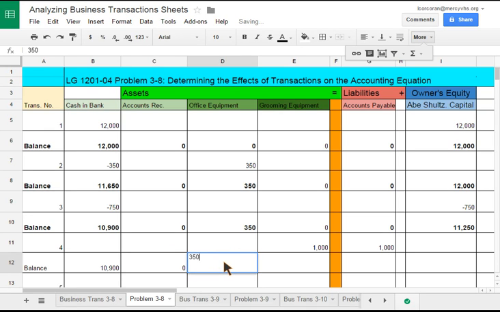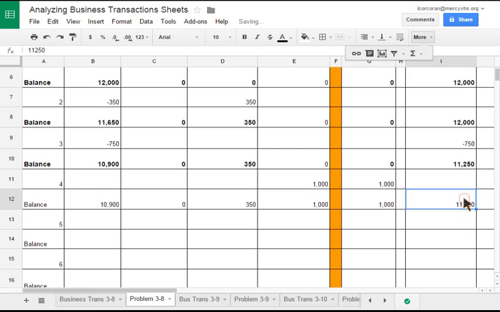I bring down the $350 worth of office equipment. That hasn't changed. I bring down my $1,000 because now I have $1,000 worth of grooming equipment. I still owe the $1,000, or I now owe the $1,000. And I bring down my $11,250 because that hasn't been affected either.